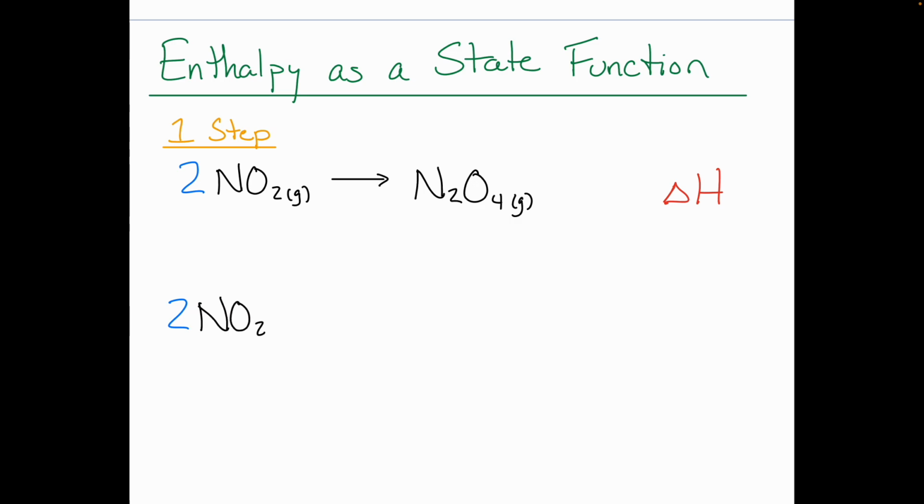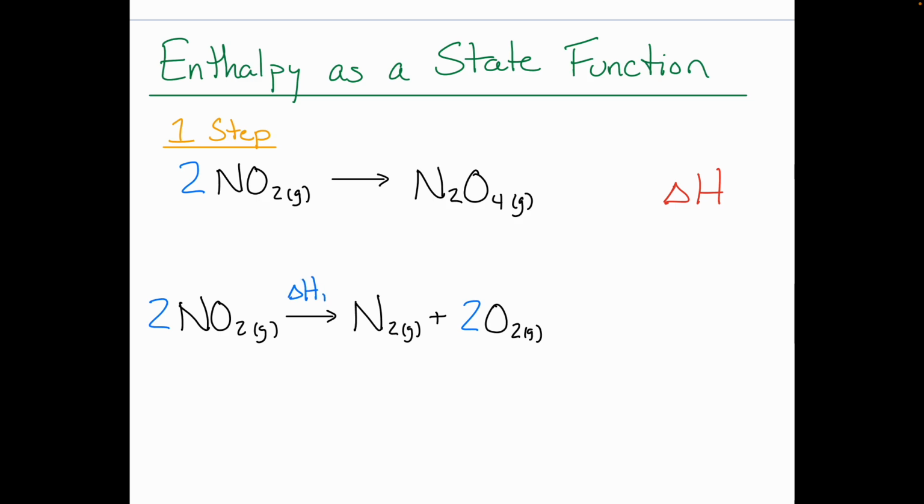But then somebody else came along and they did another experiment where they took their nitrogen dioxide, there it is, and they first decomposed it into nitrogen gas and 2 moles of oxygen gas, and they measured the amount of heat that was absorbed or released in this particular reaction. We're going to call that delta H1.